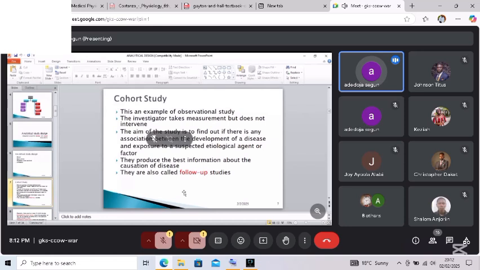I believe you have seen the little difference between retrospective cohort study and prospective cohort study. Let's look at the chart. Can you all see this chart, please? Hello? Can we see the chart?